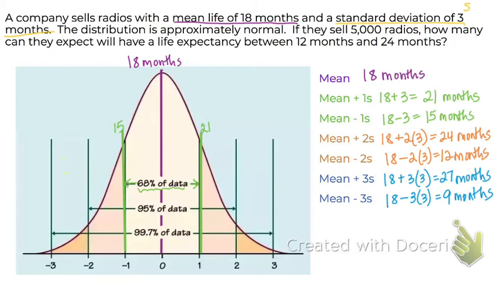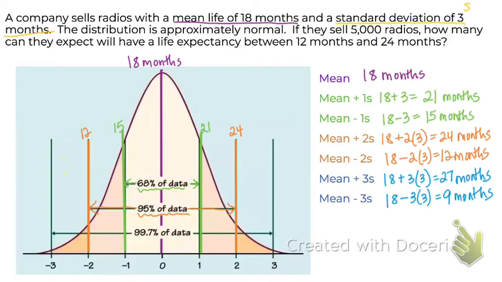Now let's look at the distance that's 2 standard deviations from the mean. So 12 months and 24 months. So this is telling us that 95% of the data is between 12 and 24 months. 95% of the radios are going to have a life expectancy between 12 and 24 months.